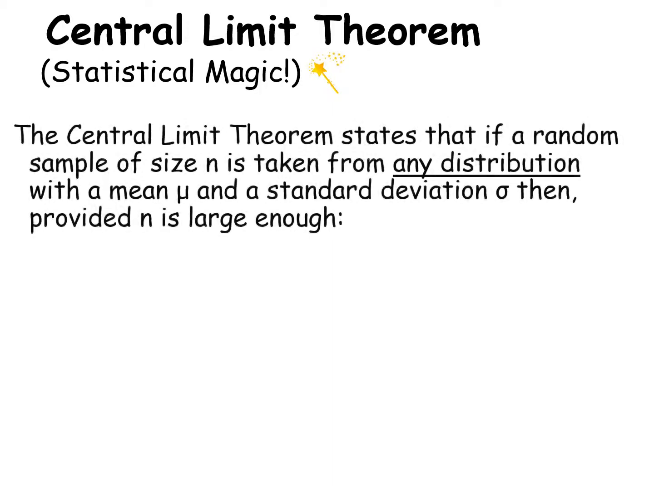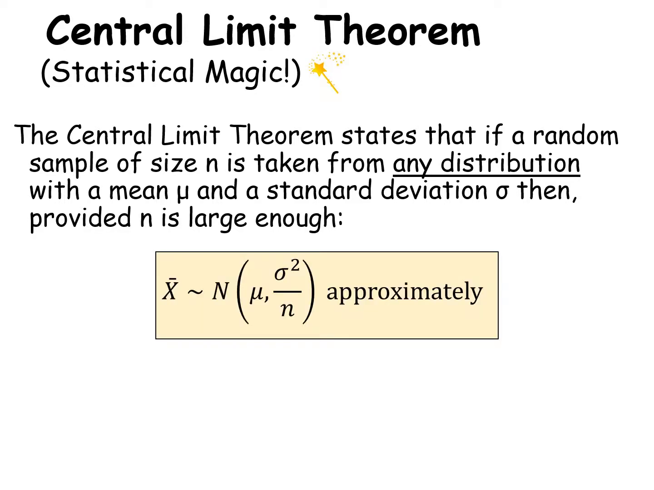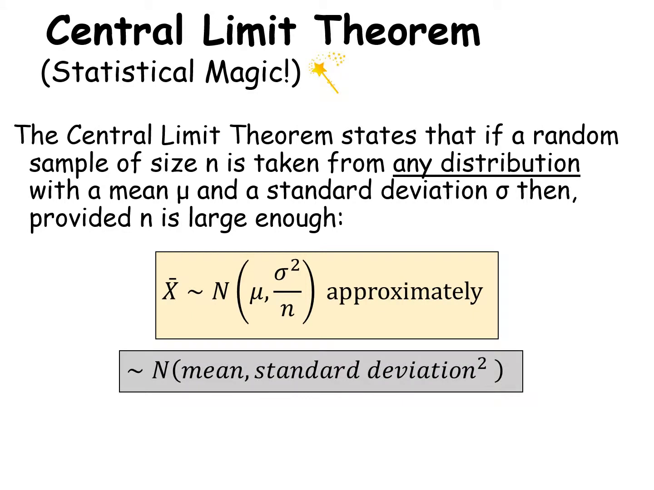The central limit theorem states that if a random sample of size n is taken from any distribution, and that's important, any distribution with mean mu and standard deviation sigma, then, provided n is large enough, we can say that x bar, the distribution of sample means, is approximately normal with mean mu and standard deviation squared of sigma squared over n. Just to help you, in this notation we get the mean and the standard deviation squared. Standard deviation squared is our variance. We don't really talk about variance at Leaving Cert higher level, so we can think of it just as standard deviation squared.